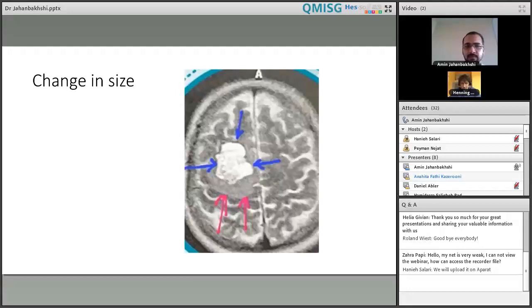And there are some drawbacks. For example, there are very different MRI protocols. It is not possible to perform every MRI with a single protocol and in a single center, and there should be some ways to compare different MRI protocols and deduce the changes in size of tumor.